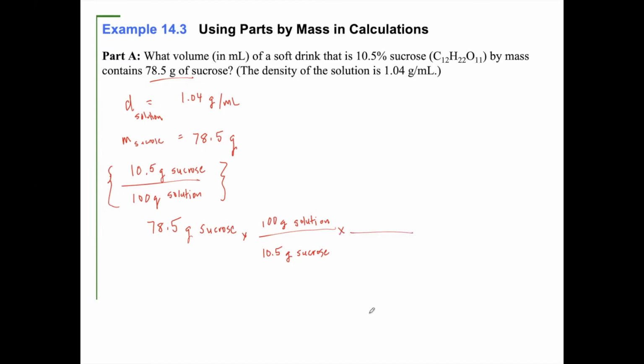Now we have to convert those grams of solution to milliliters of solution. Here we have density to help us do that. There's 1.04 grams of solution in 1 milliliter of solution. And that results in 719 milliliters of solution, or soft drink. Not bad, right?